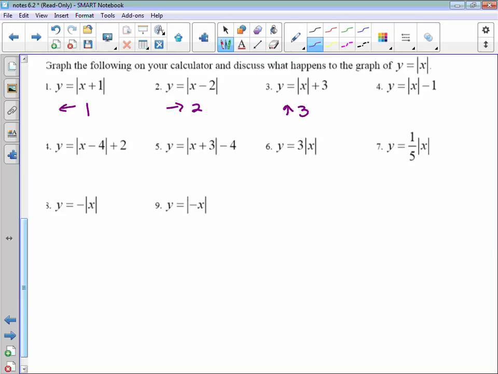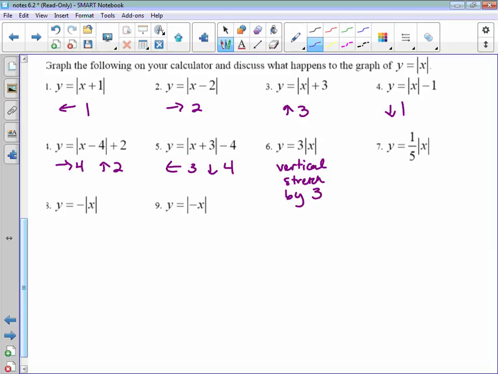All right, guys. What do you think for number 4? Down 1. Yes. Apparently, we have another number 4. Where are we going? We're going right, forward, up. Number 5. All right. What about 6? Multiply by 3. Yes. That is a vertical stretch by 3.